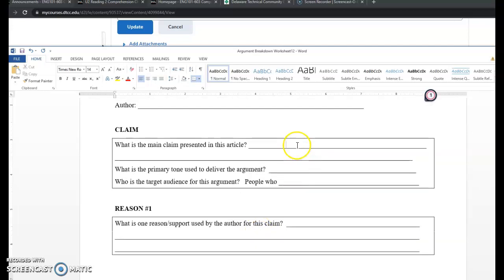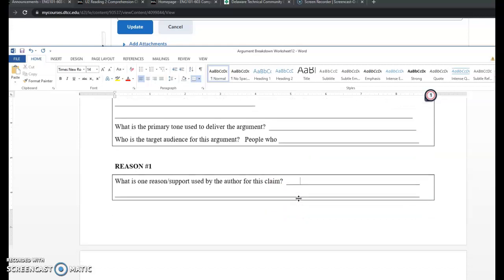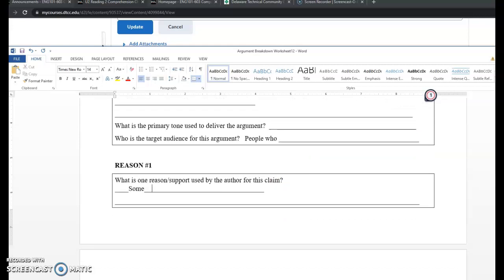So if your claim is that schools don't teach critical thinking, and I'm not saying that is the claim. In fact, I'm going to tell you right now that that's too reductive. There's a little bit more to it. It should be a little bit more nuanced than that. But basically, if you think that the claim of the article is schools don't teach critical thinking, don't include a support that says some schools teach critical thinking. That doesn't make sense.